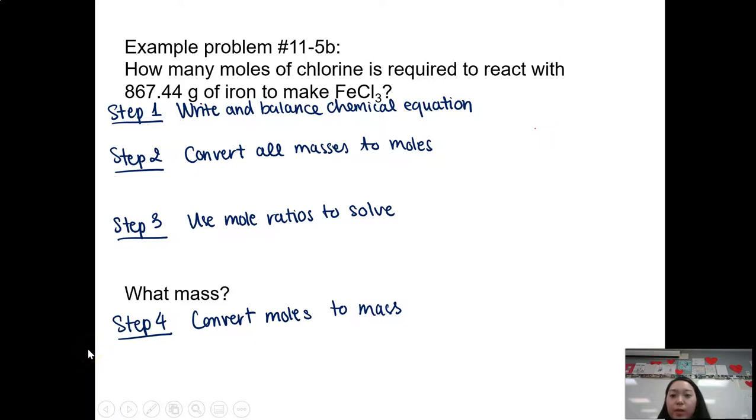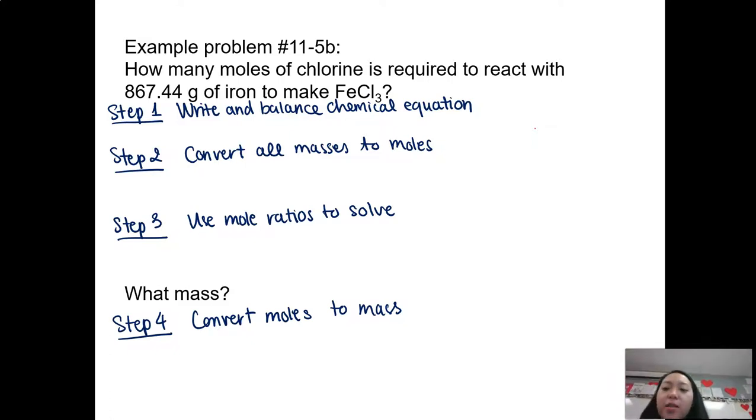Hello everyone. I want to show you another problem where you go from mass to mole and then eventually from mass to mass as well. So hopefully this helps you out when you do your worksheet and also as a study resource for the quiz and the exam. So let's take a look.